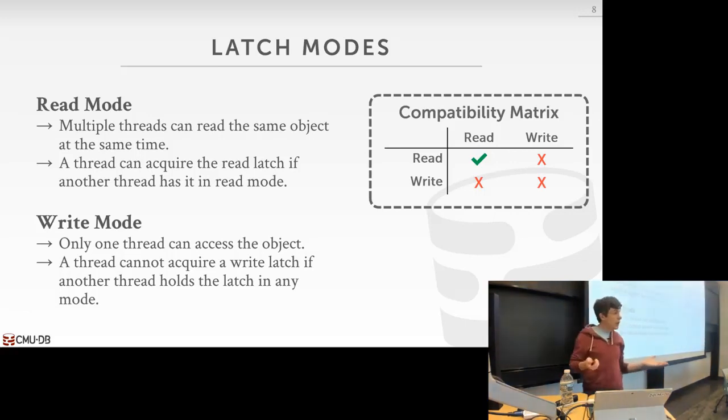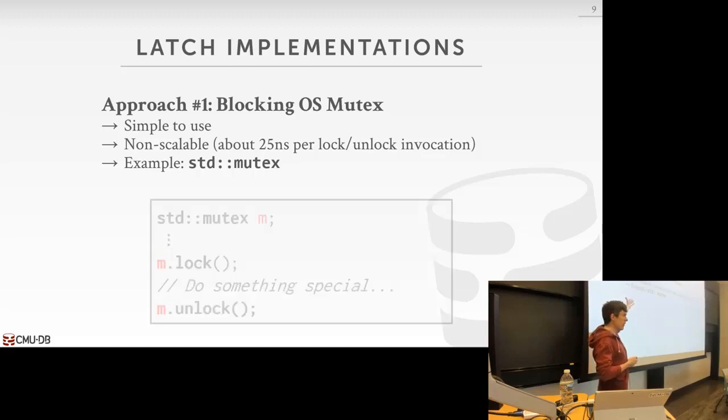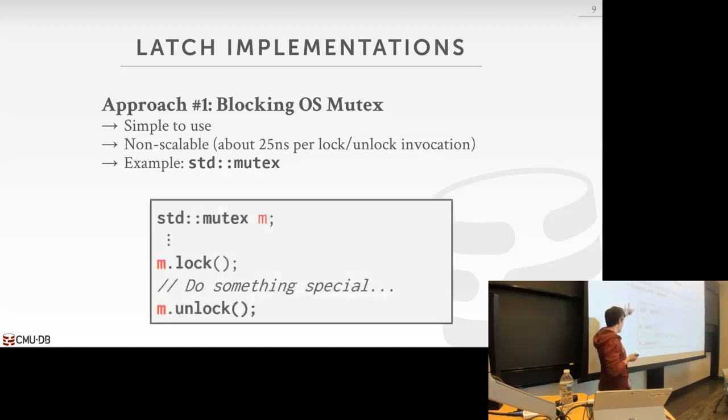All right, so let's talk actually how you implement a latch in a real system. The first approach is probably the one you're most familiar with, when you take any kind of systems course or operating system course, a blocking operating system mutex, a blocking OS mutex. This is the simplest thing to use because it's built into the language. Like in C++, the standard template library has std::mutex, and it's really simple to use. You just declare it, then you call lock, do something on the object you're protecting with it, and then you call unlock, and you're done.